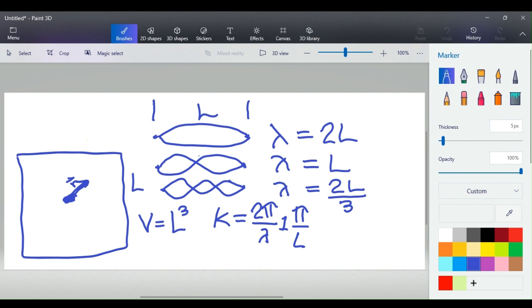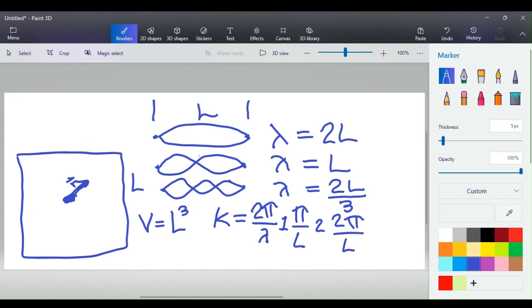Number 2 wavelength is, what is that? We plug in the wavelength down here. All we get is L. So that's going to be 2 pi over L.